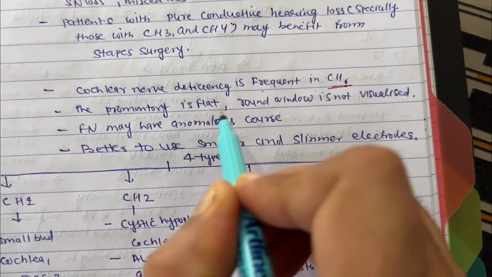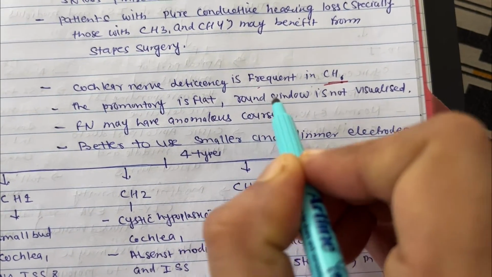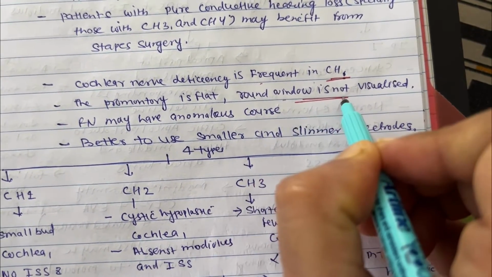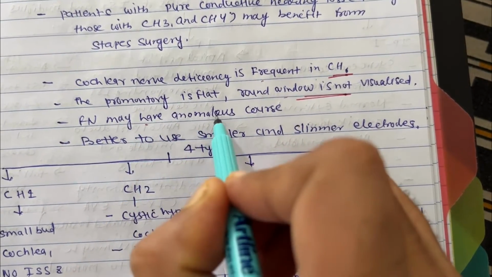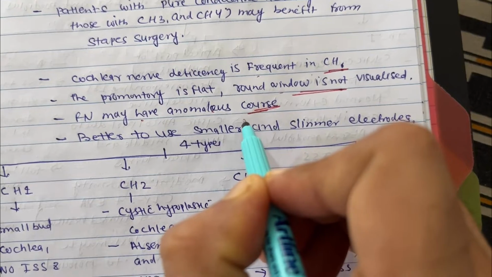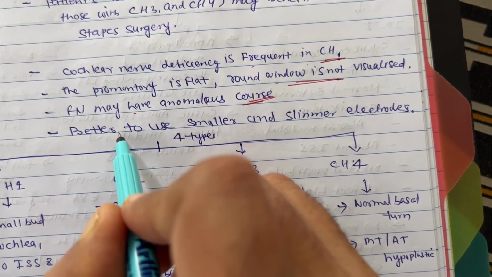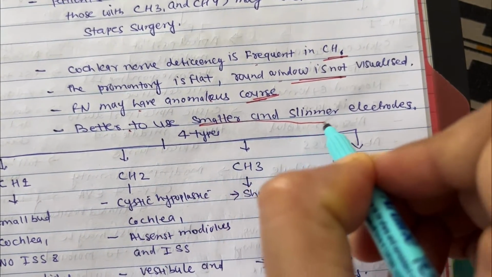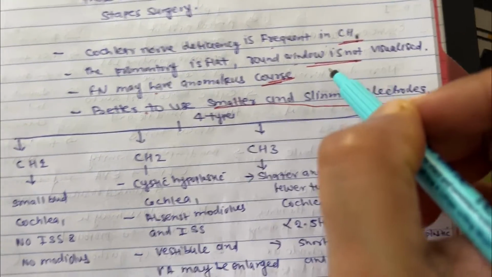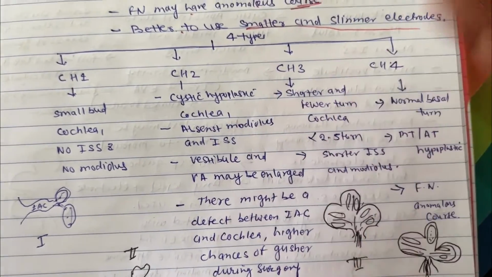The promontory is flat and the round window may not be visualized. So there is no round window because the promontory is flat. The facial nerve has an anomalous course. And in this, it is better to use a smaller, slimmer, thinner electrode. Now talk about the 4 types of cochlear hypoplasia.